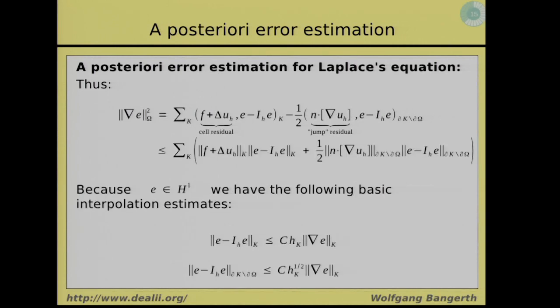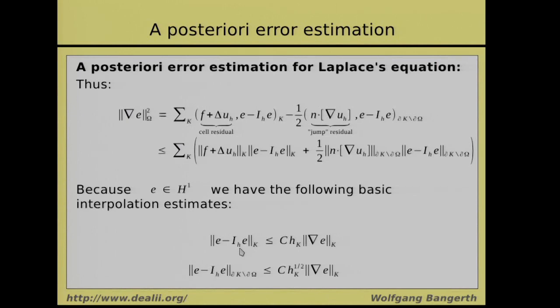And so this is how this looks now. Now I need to think a little bit. So the fact that I have e minus I_h e, the fact that this is actually the error here, is not going to matter to me. The way I'm going to see this is that e is just some H1 function. And we know that if I subtract from an H1 function the interpolant, I_h e, then that must be small, and in particular it must be proportional to the mesh size. Okay, that's just a fundamental interpolation estimate.